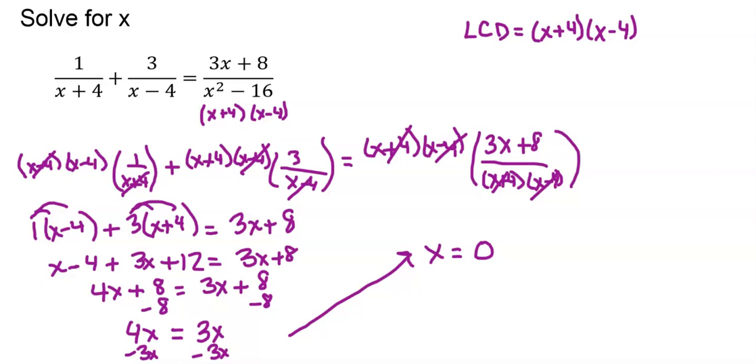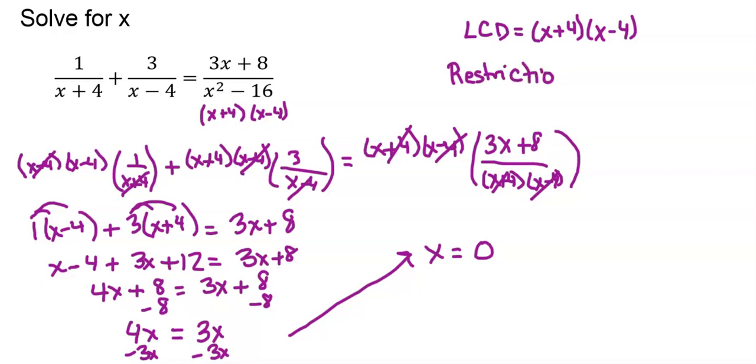Now there's one last thing we need to check for. Remember, these were fractions that had variables in the denominator. So we've got to double check something. We've got to make sure that that number 0, which is a possible solution, does not make any denominator 0. Numbers that make denominator 0 are called restrictions on the variable. So let's check for those.